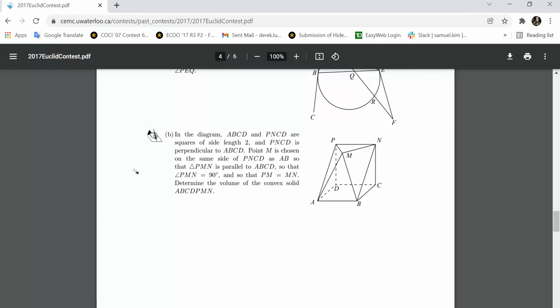Let's study this question. This is 3D geometry. 3D geometry usually is very difficult. Canadian students didn't learn that one, so if they test this one, it will be very difficult.